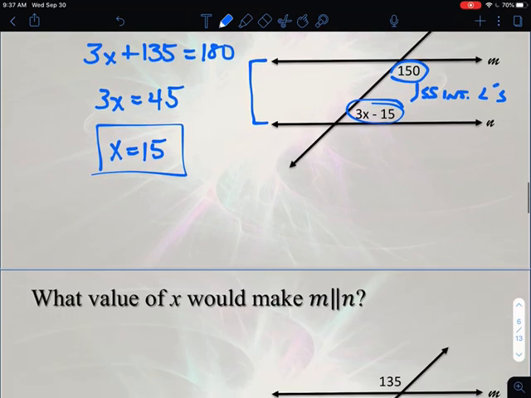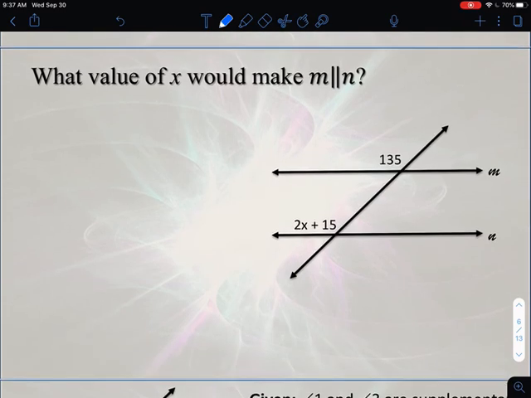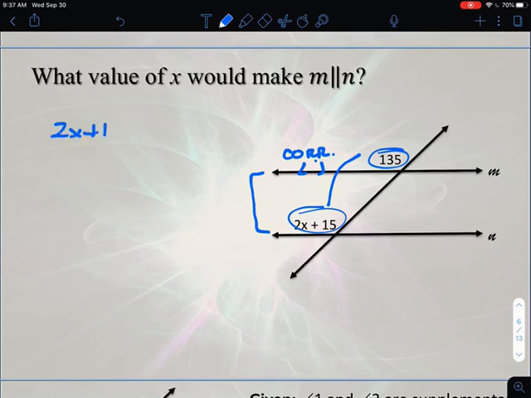On these types of problems, you're trying to think of what angle pair do I have and what's supposed to be true about that angle pair. Same type of deal: if I want M to be parallel to N, I don't know that these are parallel yet, but I want to find a value of x that would make it happen. Again, I look at my angles. This angle and this angle are corresponding. Corresponding angles are supposed to be equal to each other. So 2x plus 15 has to be equal to 135.